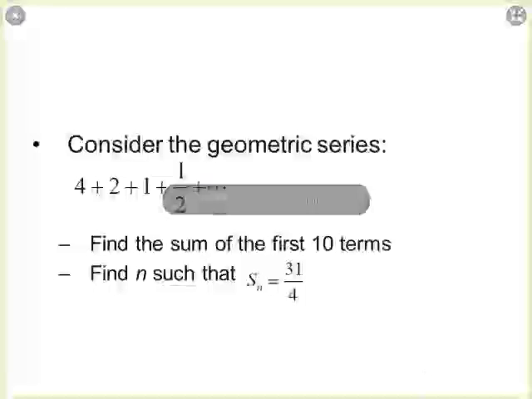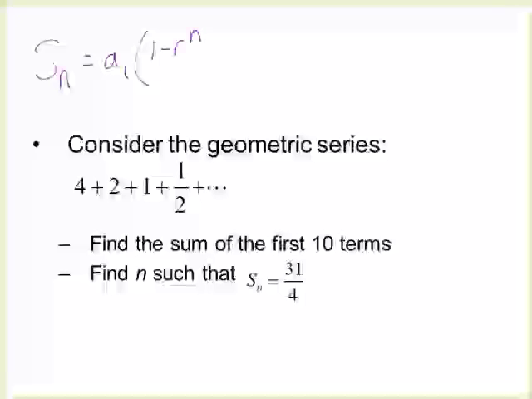Same types of questions here. Write out the formula again. For part A, we're finding the sum of the first 10 terms. A sub 1 is what? 4. R is what? A half. We're multiplying by 1/2 each time. The power of n is 10, since we're looking for 10 terms.